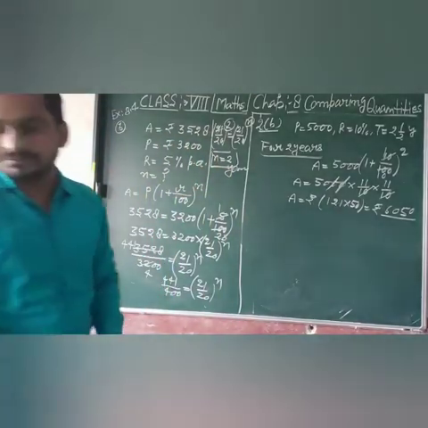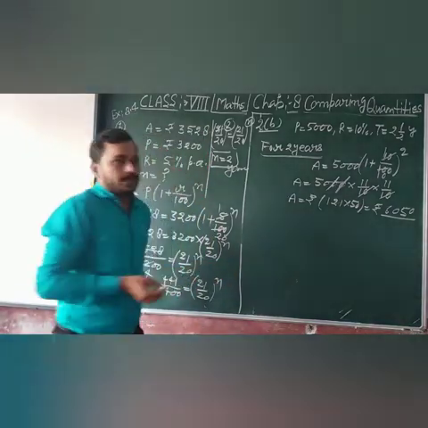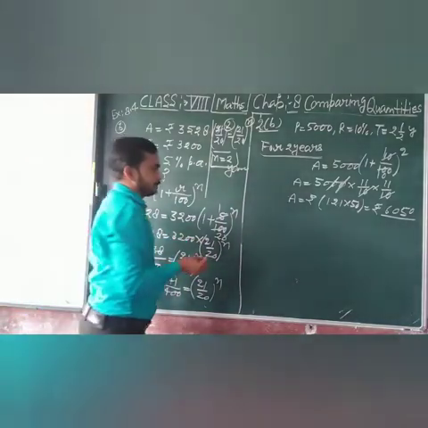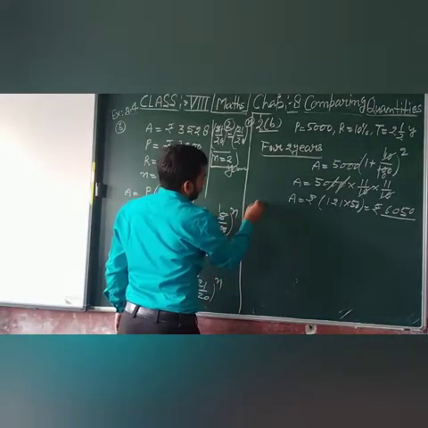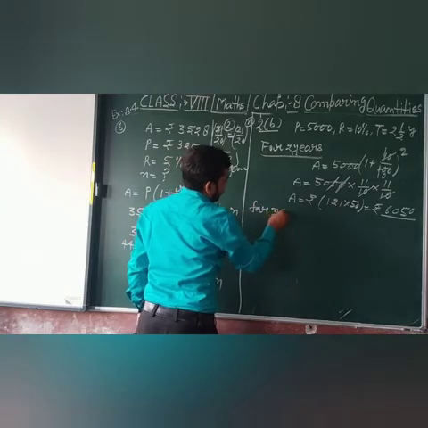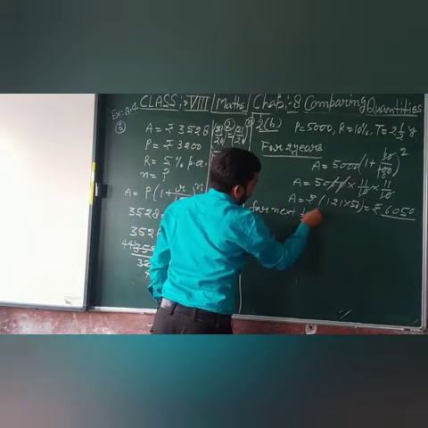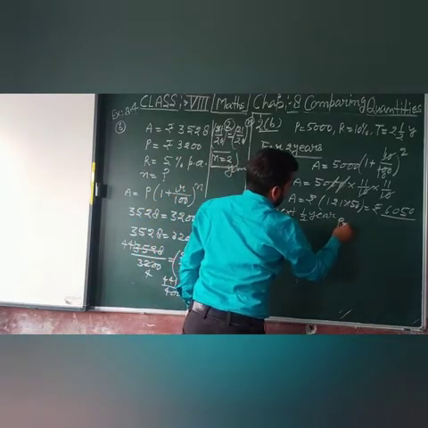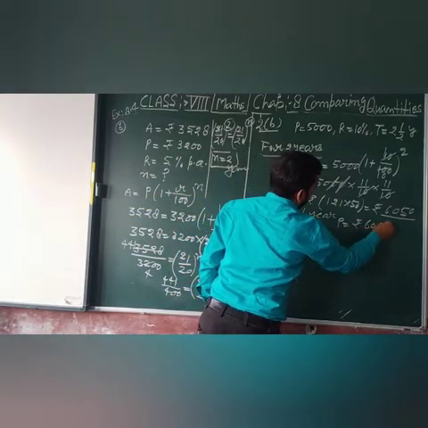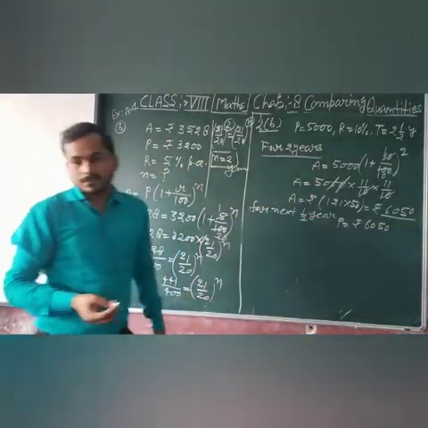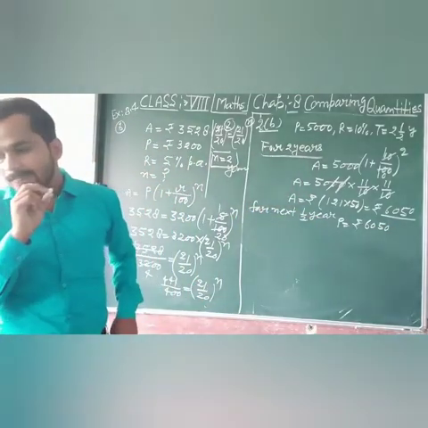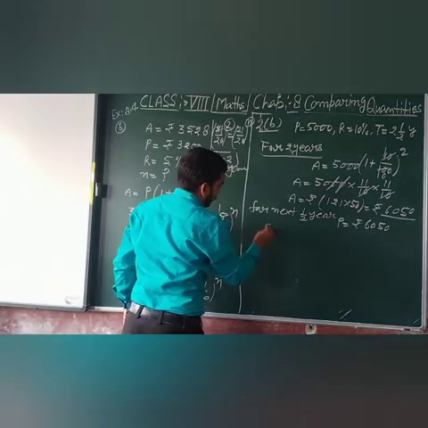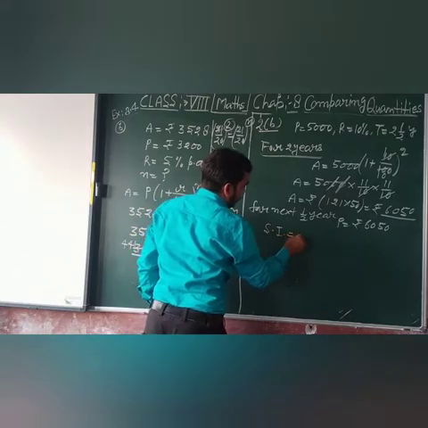6050. Then for the next half year, this amount becomes the principal for the next half year. For the next half year, principal equal 6050. So find the interest. Apply the formula of simple interest, PRT upon 100.